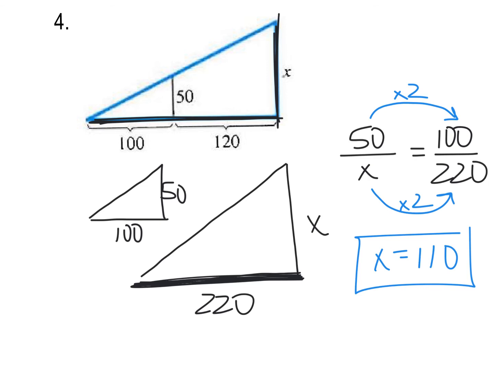So the problem with that is, what if this were like 99? Then it wouldn't have been easy to figure that out. I would have had to do the long way. But if you're going to cross multiply, do 100x equals whatever 50 times 220 is, and those are really big numbers, but that's okay. You would still end up with 110.